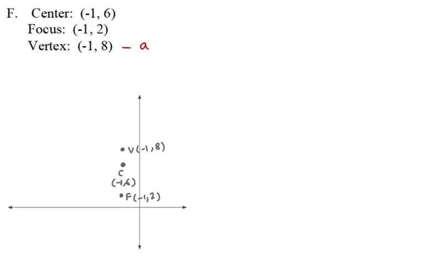Well, I know that the distance from the center to the vertex is a. In this case, a is 2. And the distance from the center to a focal point is c. In this case, c is 4. Okay. So that means that my other focal point here is -1, 10. And our other vertex is -1, 4.